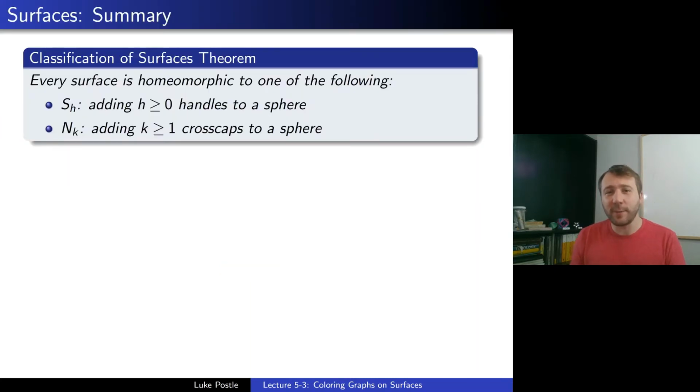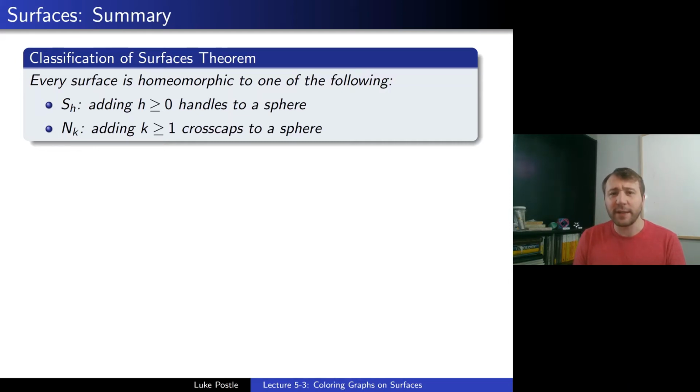So to remind you about surfaces from our last lecture, here's a brief summary. We talked about the classification of surfaces theorem, that there are two types of surfaces: the orientable ones, which are obtained from the sphere by adding handles, and the non-orientable ones, N_k, which are obtained from the sphere by adding at least one, but more generally k, cross-caps. So these were the two types of surfaces.